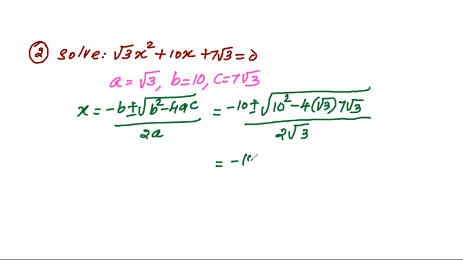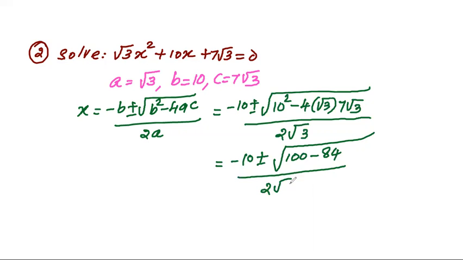That is equal to minus 10 plus or minus root of, let me simplify the terms inside the root. 10 square is 100. 4 into 7 is 28. Root 3 into root 3 is 3. That 28 into 3 will give you 84. So 100 minus 84 is 16, divided by 2 root 3. So minus 10 plus or minus root 16, which we know is 4, divided by 2 root 3. If you simplify, x can have two values.